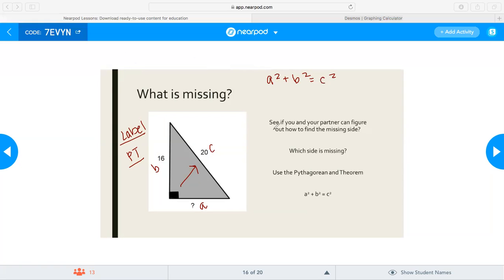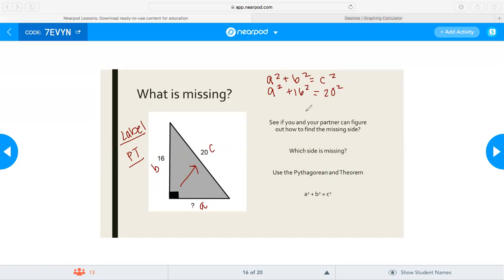All right, so I don't know A, so I'm just going to keep writing A squared. I don't know what A is. So A squared plus B, B is 16, 16 squared equals C, C we labeled as 20, 20 squared. A squared plus 16 squared equals 20 squared.